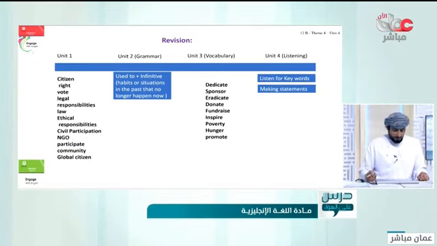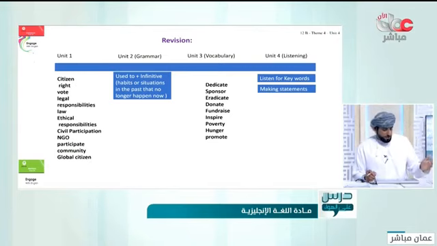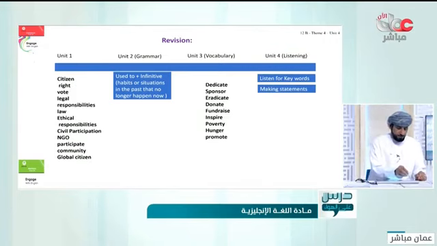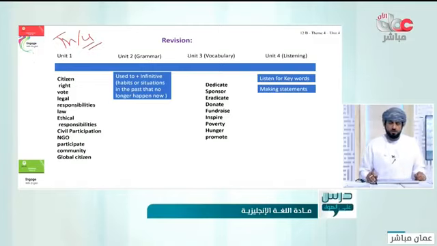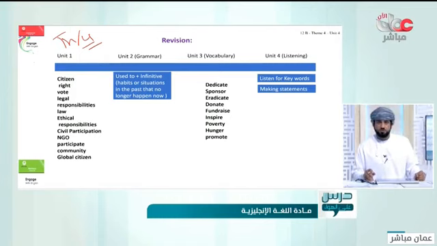And as I have mentioned before, revisions first, then teaching. Of course, theme 4, Unit 1 has lots of vocabs, and I've listed them: citizen, right and vote, legal responsibilities, law, ethical responsibilities, civil participation, NGO, and we said NGO is the acronym.